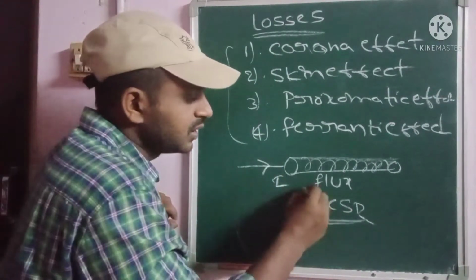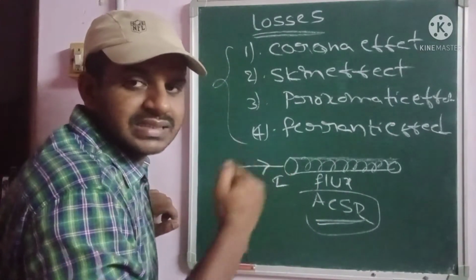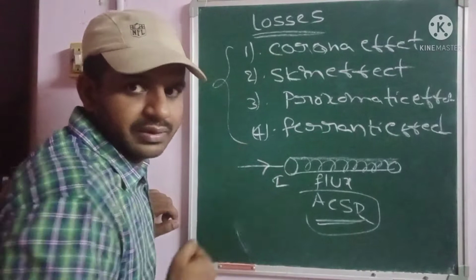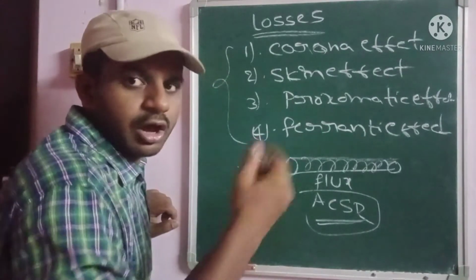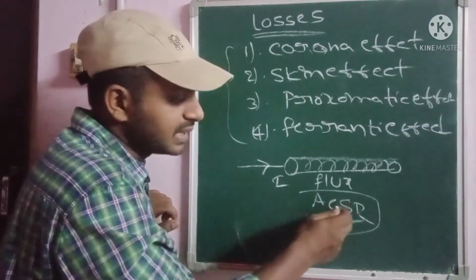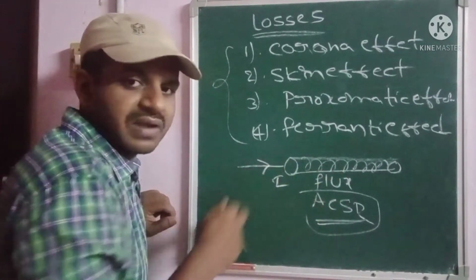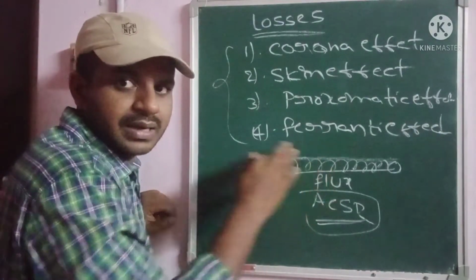The mechanical strength of the ACSR conductor is very high when compared to different types of aluminum conductors. That's why we mostly prefer ACSR. Whenever current flows through the conductor, some flux will be produced in that transmission line.